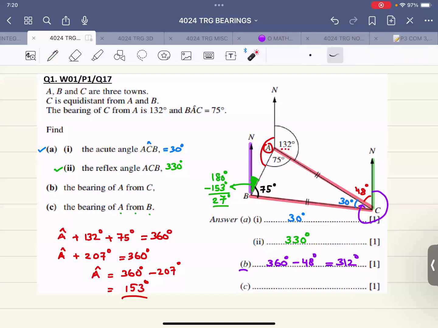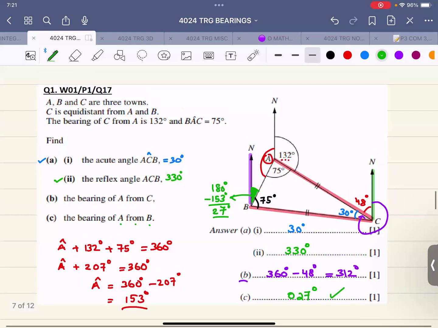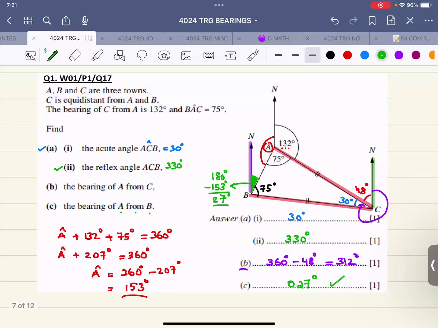The bearing of A from B. So we are going clockwise like this. This is the angle, but do write it as a 3-digit number. That is 027. So I hope this concept of bearings is clear. And this first question is all good, all clear.